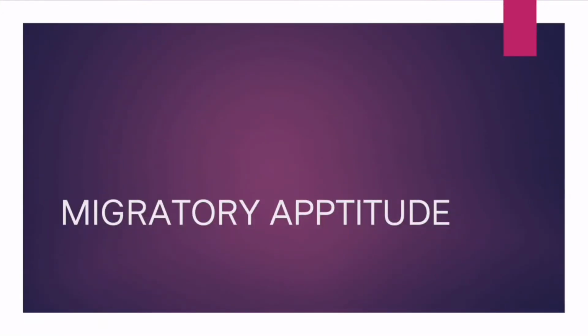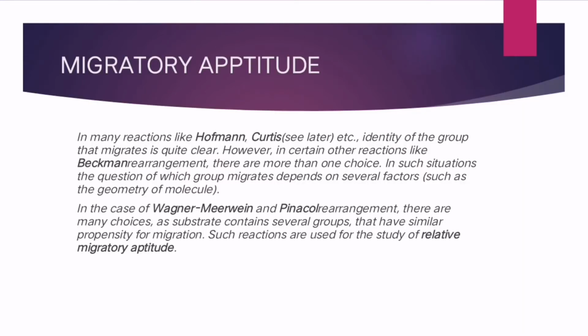And today we're going to talk about migratory aptitude. What is migratory aptitude? In many reactions like Hofmann reaction or Curtius rearrangements, the identity of the group that migrates is quite clear. However, in certain other reactions like Beckmann rearrangement, there is more than one choice.